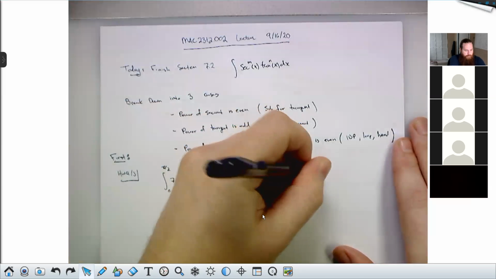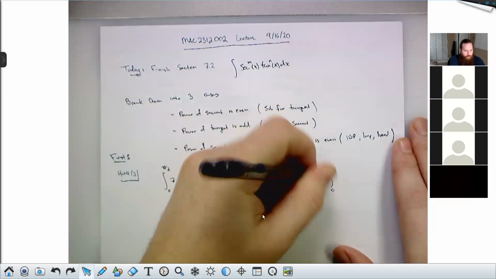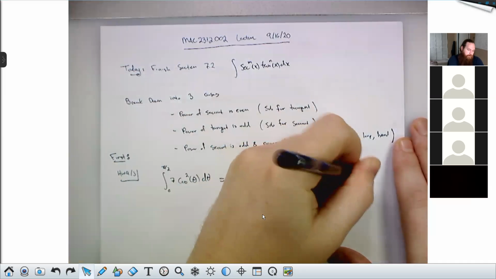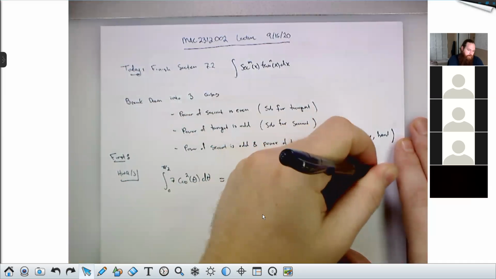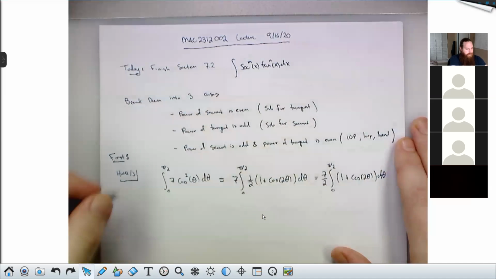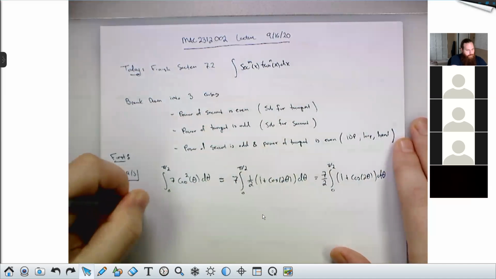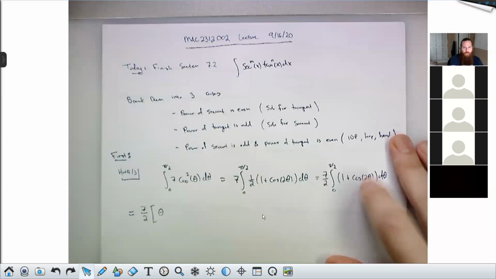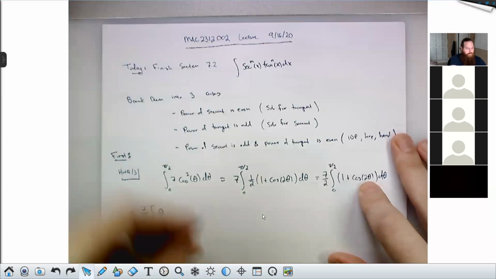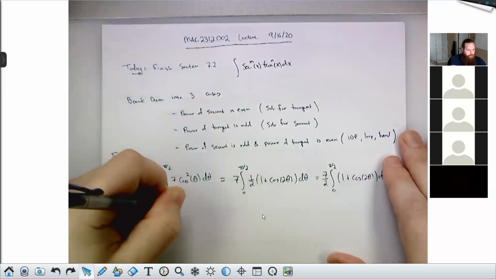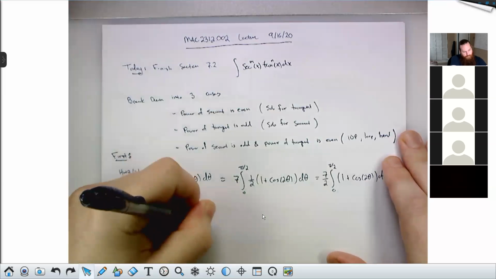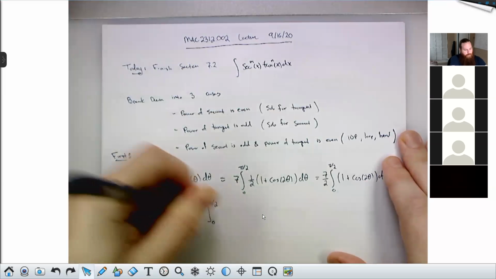I'll pop out the 1/2, so I'll have 7/2 integral 0 to pi over 2, 1 plus cos 2 theta, d theta. And then that is now all micro u-sub stuff. The 1 doesn't require any substitution. 1 just integrates to theta. Cos 2 theta, remember all of these integrals we know quickly now, is going to be sine 2 theta over 2. And then we evaluate from 0 to pi over 2.